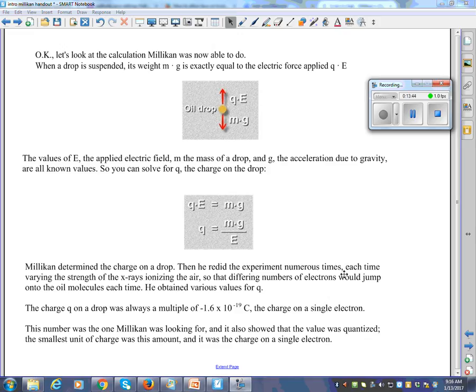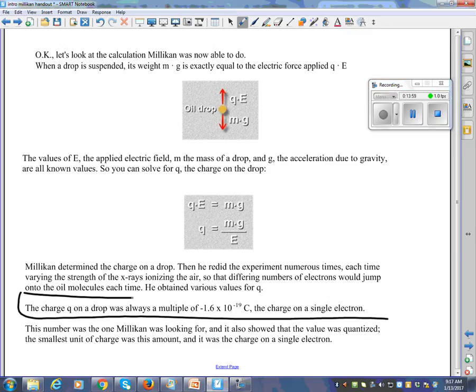He redid the experiment numerous times, each time varying the strength of the X-rays ionizing the air so that a different number of electrons would jump onto the oil molecules each time. He obtained various values for Q. And this is key here. The charge Q on a drop was always a multiple of minus 1.6 times 10 to the minus 19. It's like that 4, 8, 12, 16, 24, 96, 100 stuff I was talking about. This number was the one Millikan was looking for, and it also showed that the value was quantized.